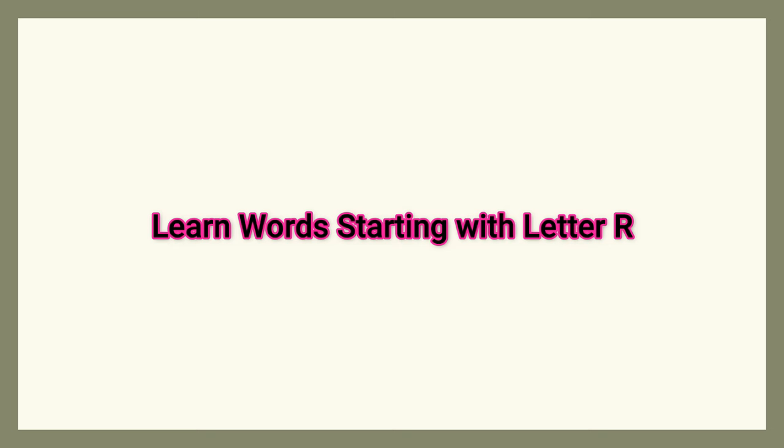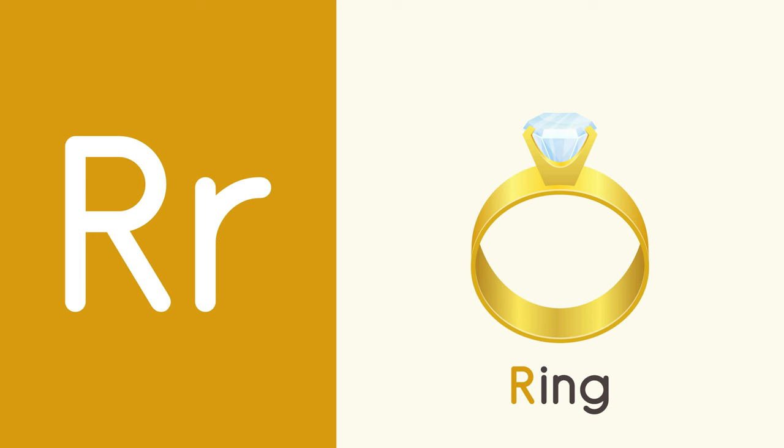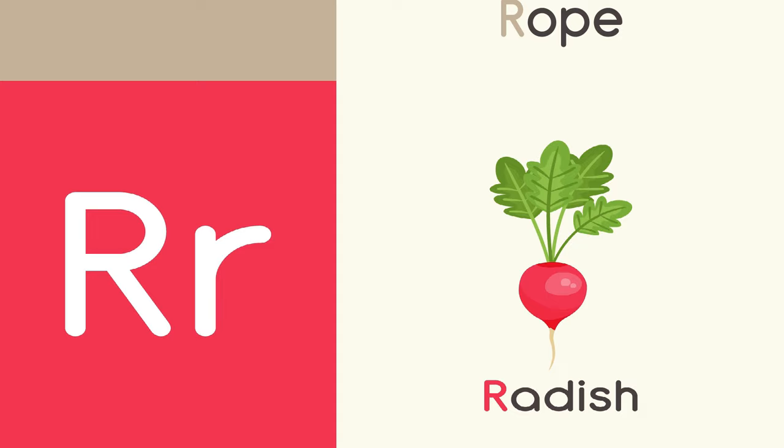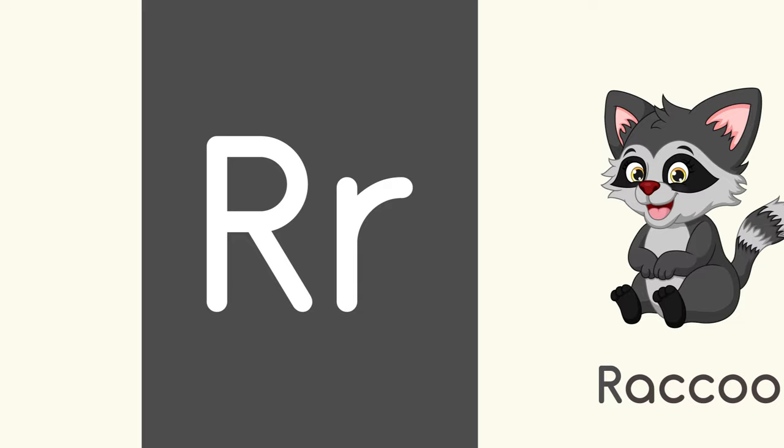R is for rhinoceros. R is for robot. R is for ring. R is for radish. R is for rope. R is for rocket. R is for raccoon. R is for rabbit.